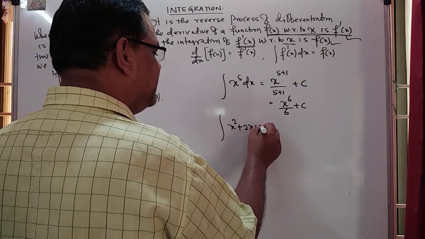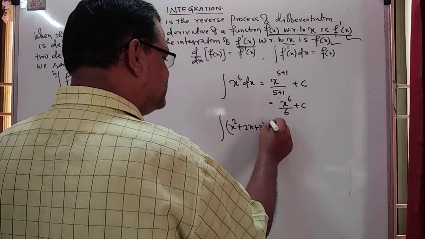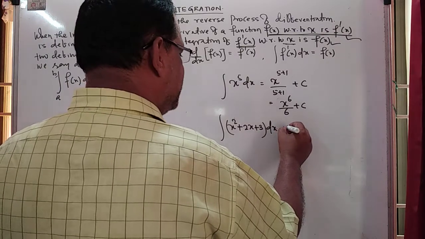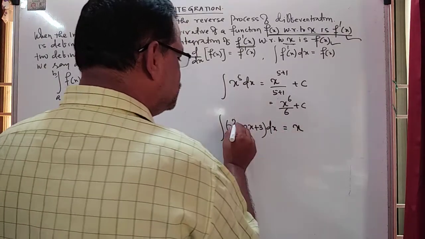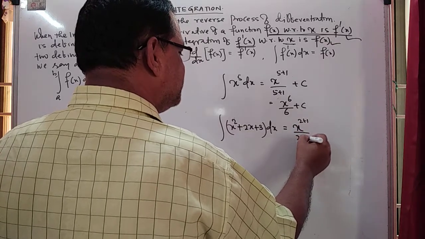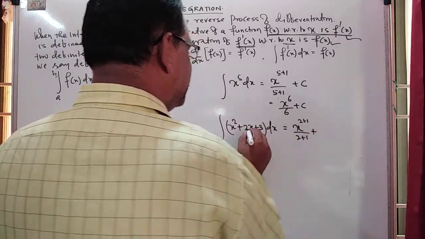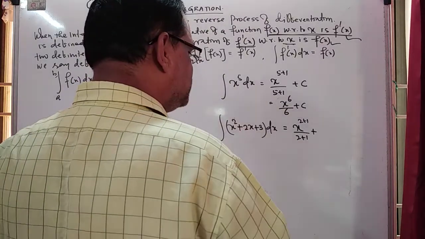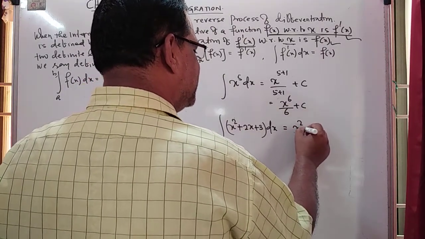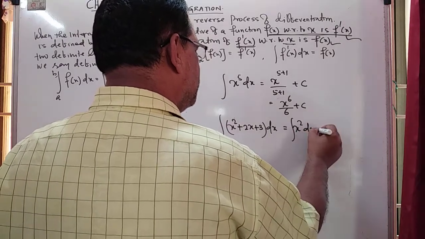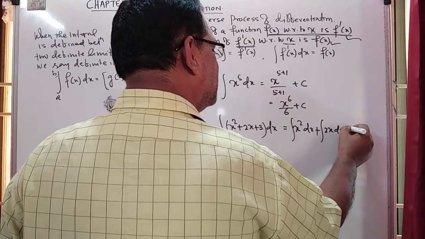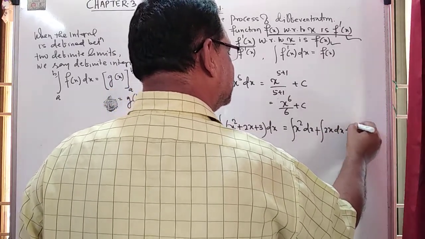In the same manner, if you do the integration of x to the power 2 plus 2x plus 3 dx, you can get it as x to the power 2 plus 1 by 2 plus 1, plus the integration of 2x. If you want to separate it, you can write it in this manner: integration of x square dx plus integration of 2x dx plus integration of 3 dx.